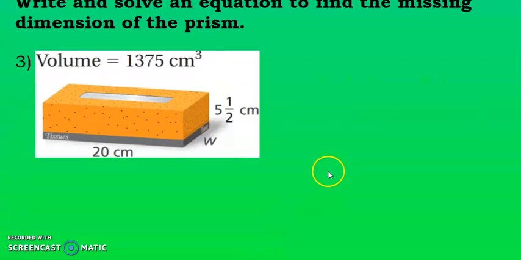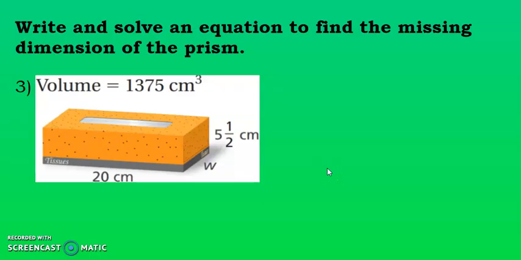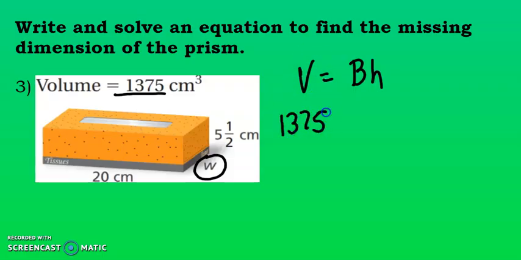One more problem. Write and solve an equation to find the missing dimension of the prism. So we're dealing with a rectangular prism again. This time they're telling me the volume though. What I need to figure out is, okay, what's the width? That's the missing measurement. So again, volume equals area of the base times the height. Volume I know this time though is 1,375. So for V, I can plug in 1,375 equals area of the base, which is the length, so 20, times the width, which is W, because I don't know what the width is, times the height.